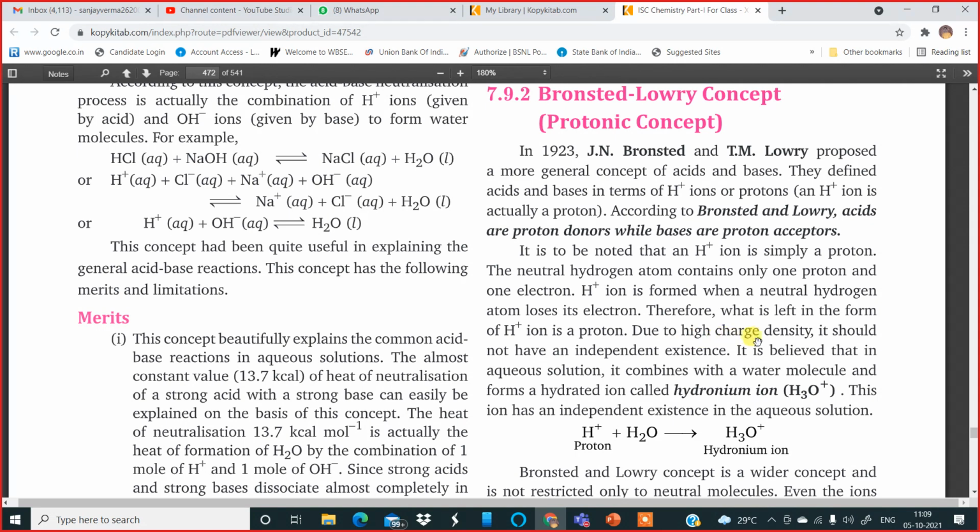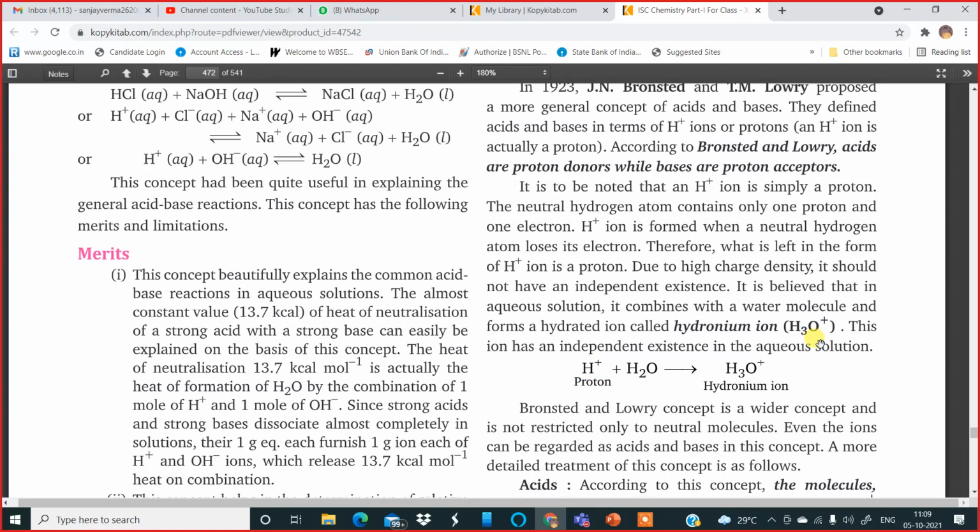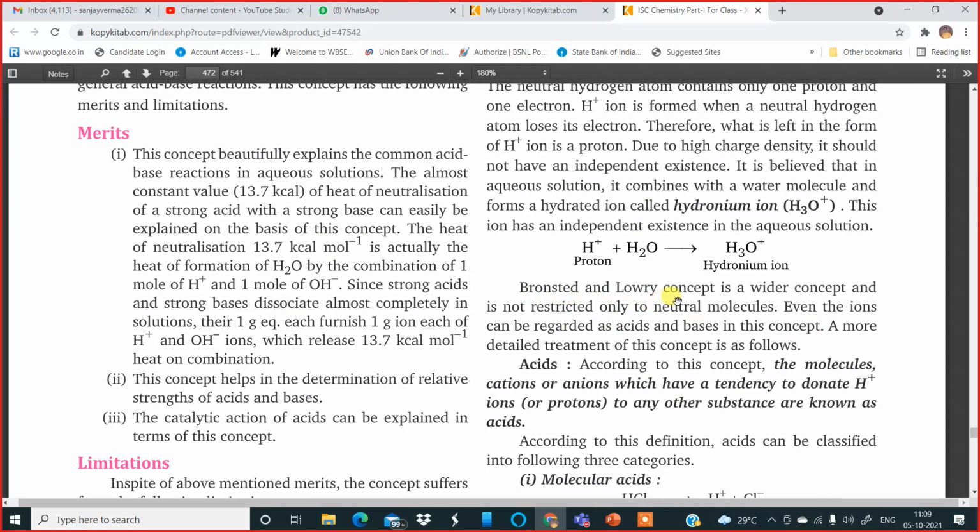Due to its high charge density, it does not have an independent existence. It is believed that in aqueous solution, it combines with a water molecule with the help of a dative bond to form a hydrated ion, which is properly called the hydronium ion, which you have seen in class 10 also. Therefore, the Bronsted-Lowry concept is wider, and it covers many defects in the previous theories. It is not restricted only to neutral molecules. Even ions can be regarded as acids and bases in this concept.